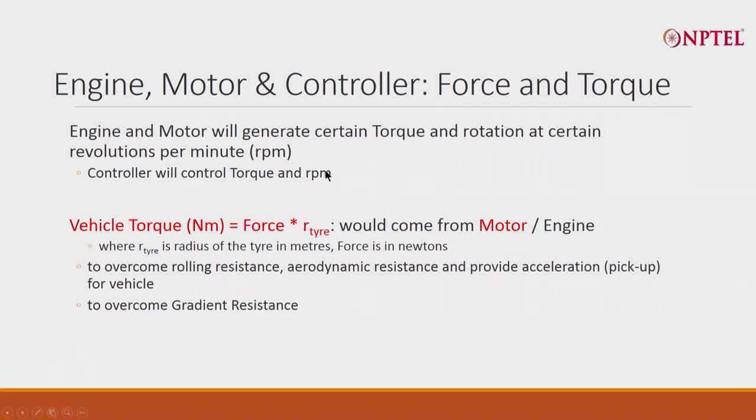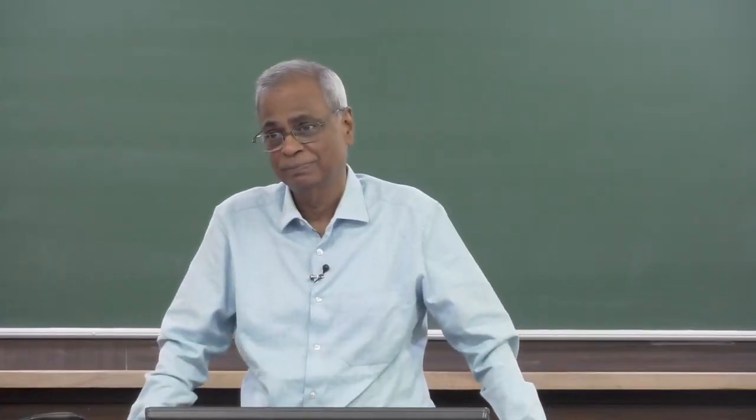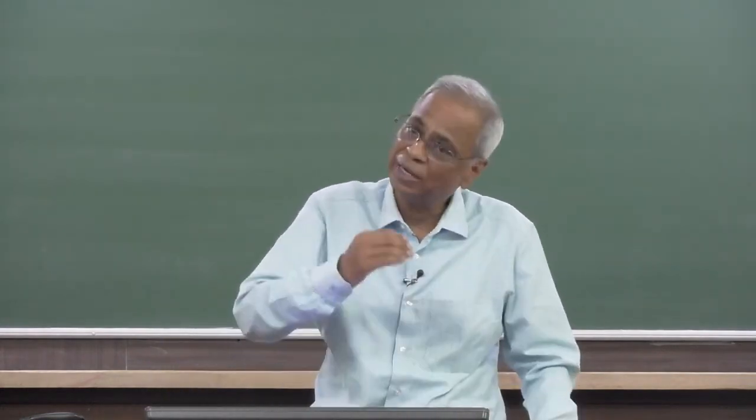And the controller controls the torque and the RPM, that is what the controller will do. So, as I pointed out, the vehicle torque is measured in terms of Newton meter. Newton is the force and Newton into meter, meter comes from the radius. It is force into the radius of the tire. So, that is a torque, of course, which means if you use a bigger tire for the same force, you will get larger torque. If you use a smaller tire, you will get less torque.